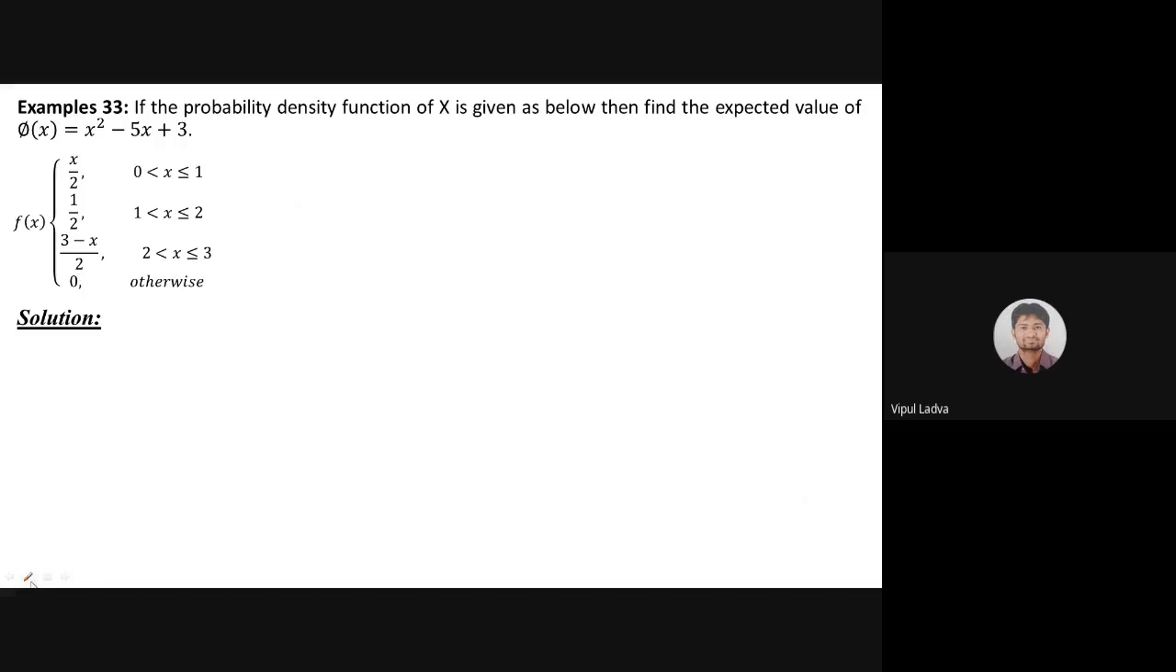F of x चार अलग अलग रीजन में डिफाइन है. देखिए, for the region 0 to 1, that is x by 2. For the region 1 to 2, it is 1 by 2. For the region 2 to 3, it is 3 minus x divided by 2, and rest of all the cases, less than 0, greater than 3. In all the rest of the cases, f of x is 0.